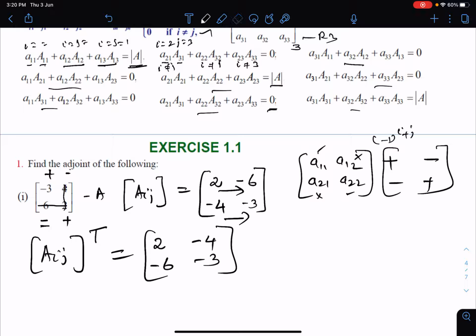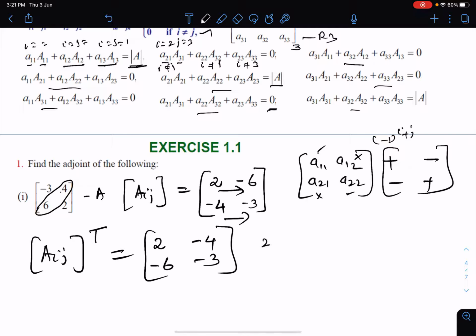Now how can we do this easily without doing these steps? Very easy. You are going to interchange the main diagonal. This is our principal diagonal, isn't it? These two elements you are interchanging. So 2 comes up and minus 3 goes down. And for the second diagonal, you are just putting the opposite sign. If it is plus, you put minus. If it is minus, you put plus. Here both are plus, so you get minus 4, minus 6.